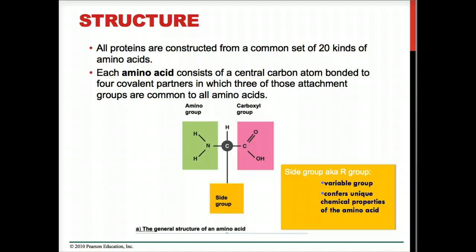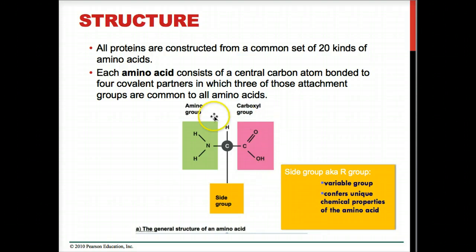The structure of the individual amino acid is unique. So you can see each amino acid consists of a central carbon right in the middle, bonded to 4 different partners. So every single amino acid has a central carbon, has an amino group, which is an NH2 group, has a carboxyl group, which is a carbon double bonded to oxygen and an OH group, has a hydrogen, and they all have this side group over here. So side groups, you may see it written as an R group or a side chain or a variable group. These confer unique chemical properties to that amino acid.